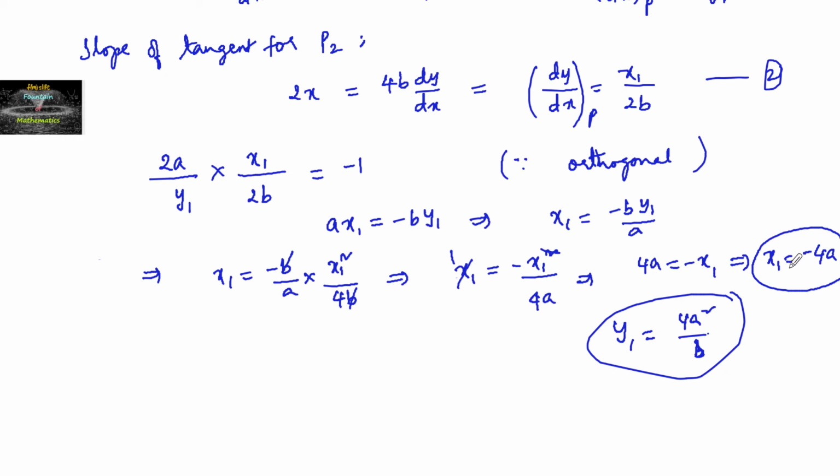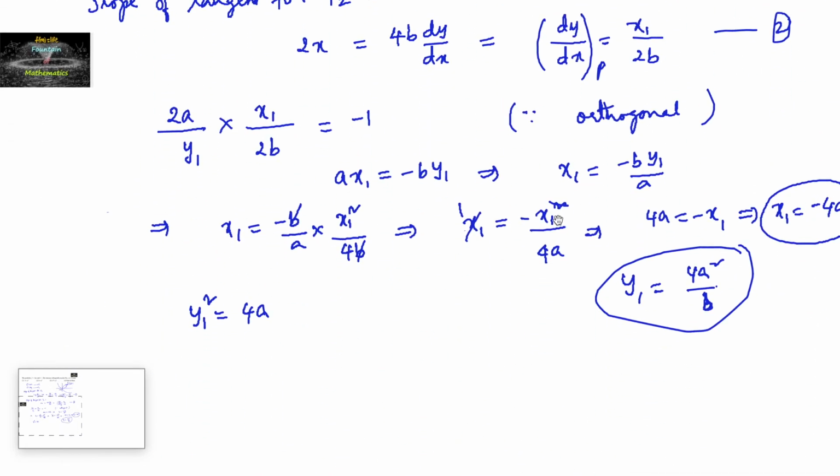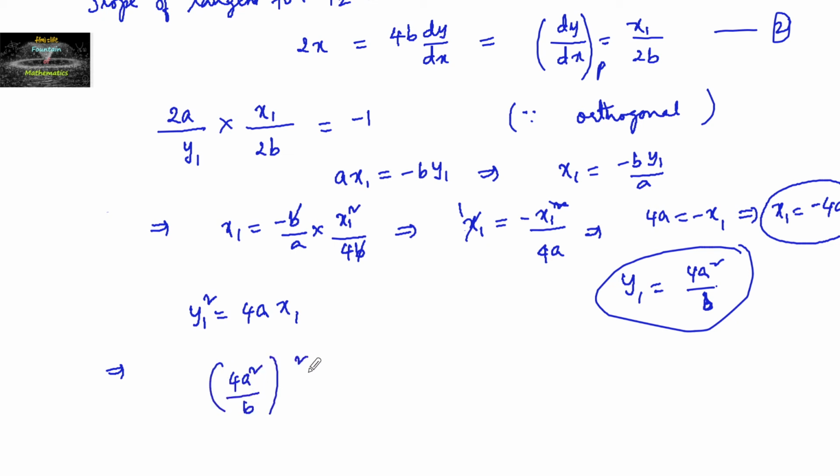And now substituting these two values in the equation, y1 square is equal to 4a x1. So let us substitute these two values here. You will get (4a square by b) whole square is equal to 4a into minus 4a, which implies 16a to the power of 4 divided by b square is equal to minus 16a square.